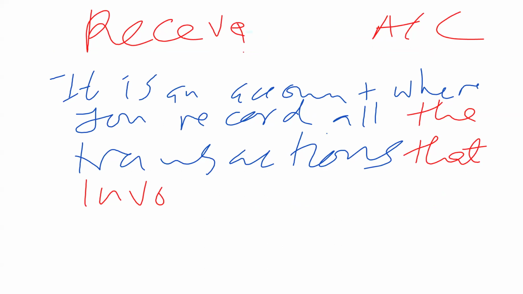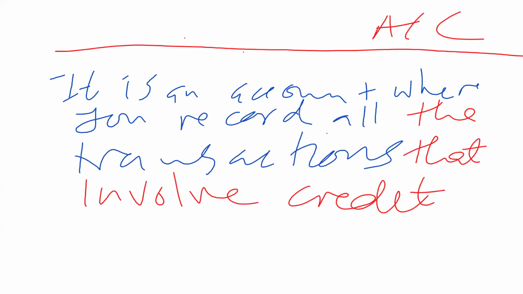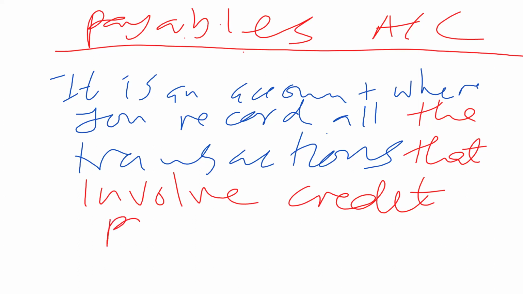Then we also have another account, and write down this account. The name of the account is called the payables account. And what about the payables account? This is an account where you record all the transactions that involve credit purchases, okay? Involving credit purchases.